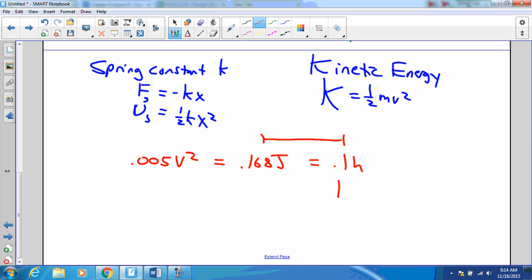Good, much better. So I can now take, for example, these two, set them equal, and when I do, I can divide both sides by 0.1 and find out that h is equal to 1.68 meters above the 0 point. Boom. Or I can take the 0.005 v squared and set that equal to 0.168 joules, and I can solve for v. Everybody do that this time. I get 5.8.